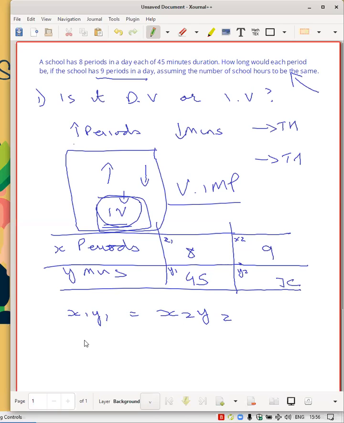So what's the value of x1 now? The value of x1 is 8. 8 into, what's y1? 45, is equal to x2. What's x2? Nine, isn't it? And the value of y2 is x. So can you tell me what's the value of x now? 8 into 45 divided by 9, which will be?